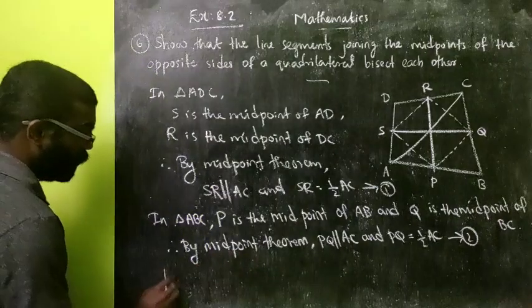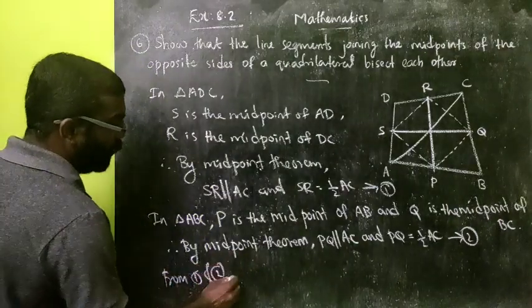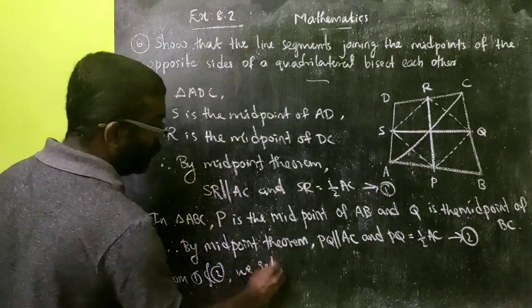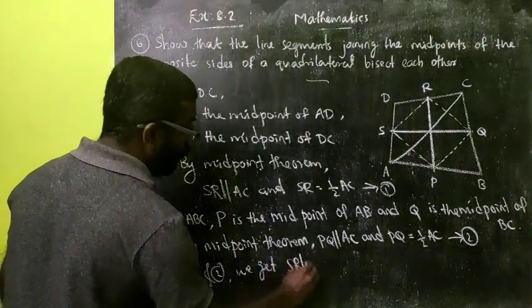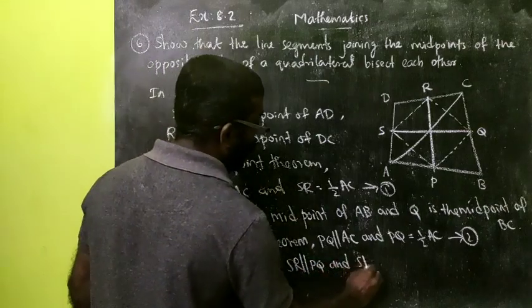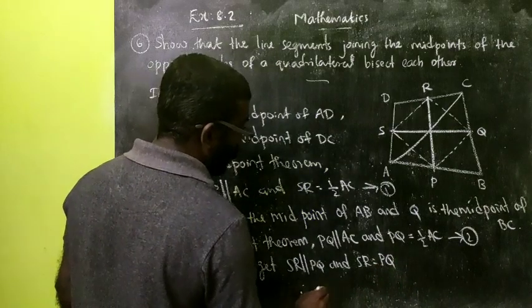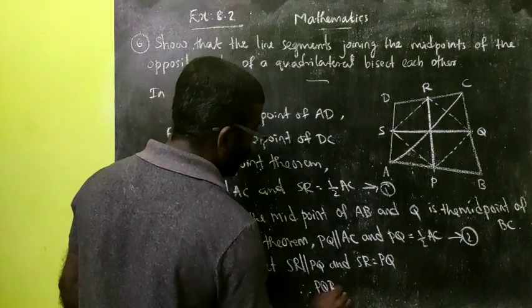By combining equation 1 and 2, we get SR parallel to PQ and SR equal to PQ, which implies PQRS is a parallelogram.